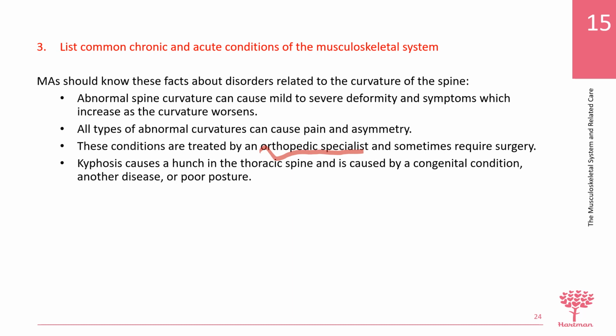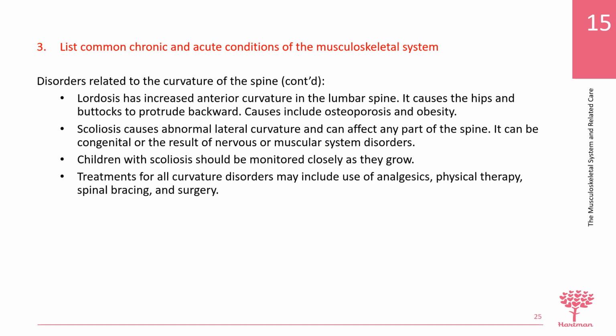Kyphosis causes a hunch in the thoracic spine and is caused by congenital conditions, another disease, or it could be poor posture. Lordosis, and again, following along in your book, has increased anterior curvature in the lumbar spine. It causes the hips and buttocks to protrude backward. Its causes include osteoporosis, which we've talked about, and also obesity. And again, if you're not familiar with these words, please highlight them and go back and define what they mean.